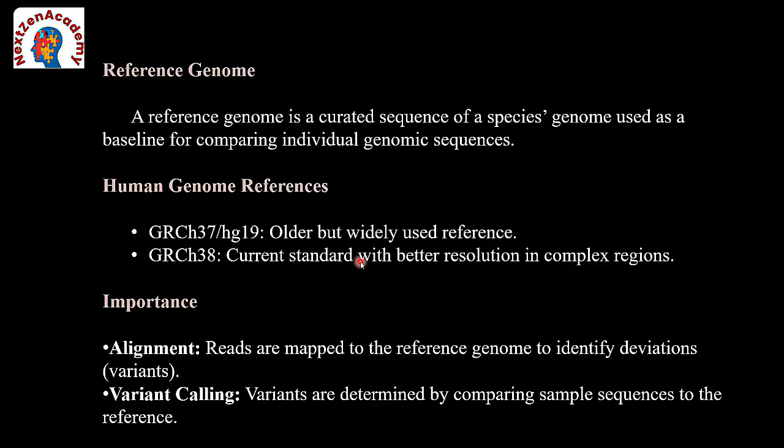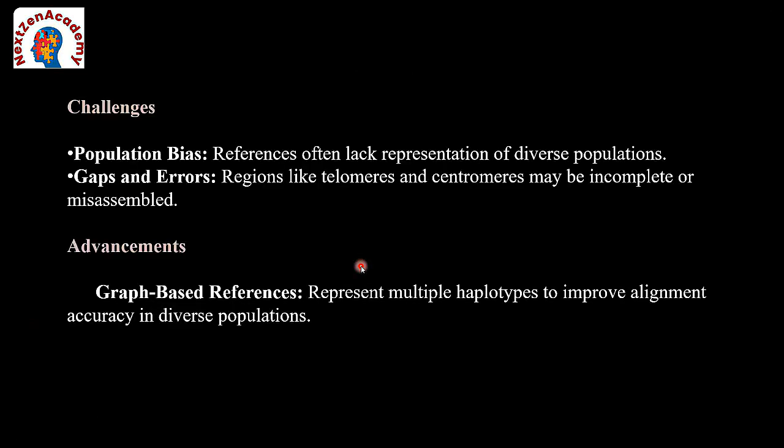The main uses of the reference genome are of two types: one is to do the alignment, and another is to do variant calling. The challenges we face are two things. One is population bias: if you are doing a population-based study, it lacks representation of diverse populations. The other is gaps and errors: regions like telomeres or centromeres may be incomplete or misassembled.